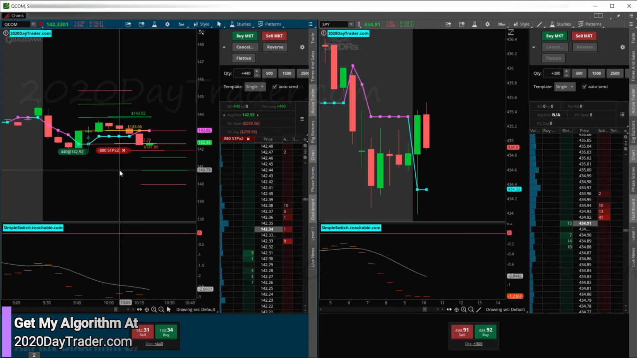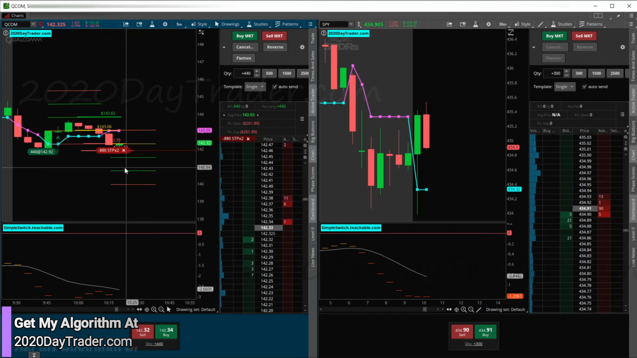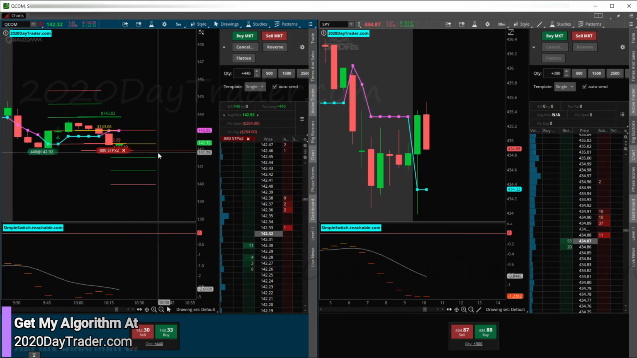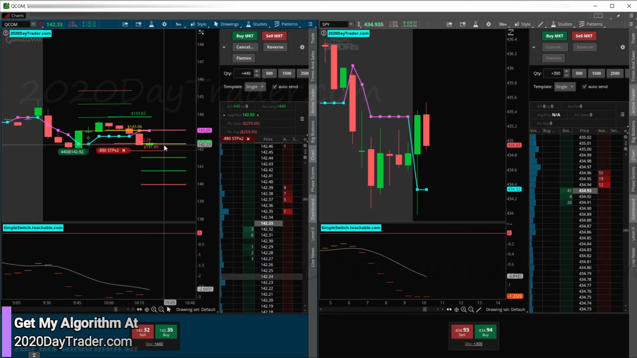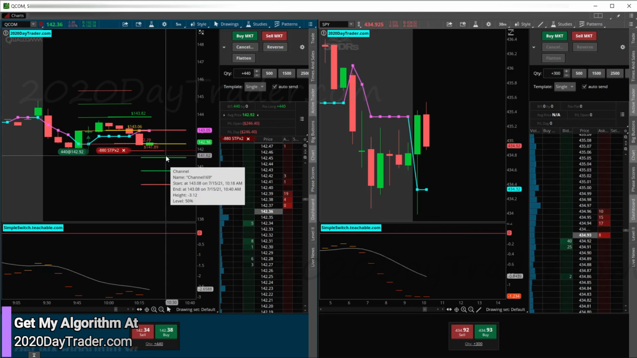So yeah, if this breaks support, it could easily slide right back down to this previous support level. So I'll keep my stop right here, but that is the battle. Or I reverse it right now, but then it's got to break through support for me to really make some profit on this.